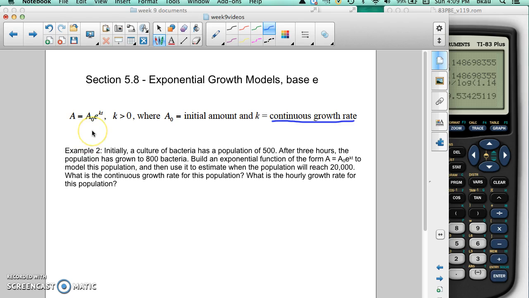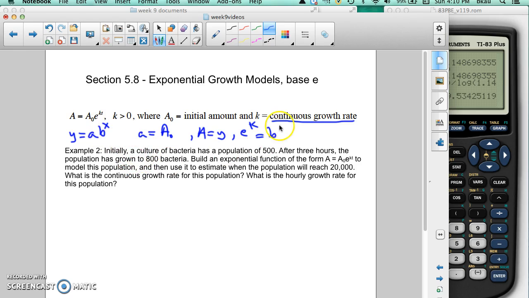It looks very similar to the other one, and really if we were comparing this model to the other model, basically little a would be a sub 0, capital A would be y, and e to the k is equal to b. That's how the two equations relate to each other.